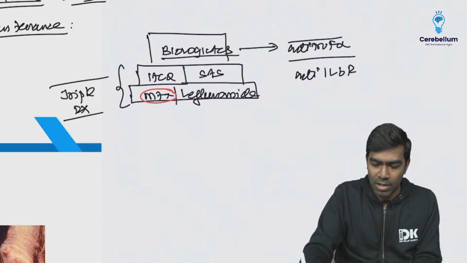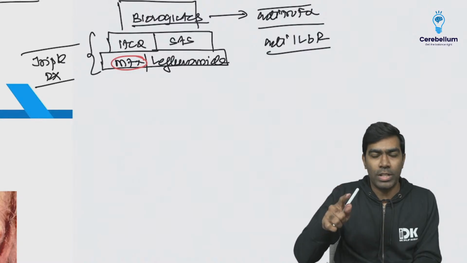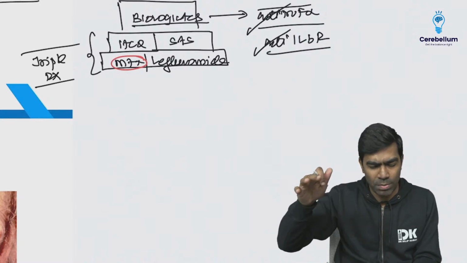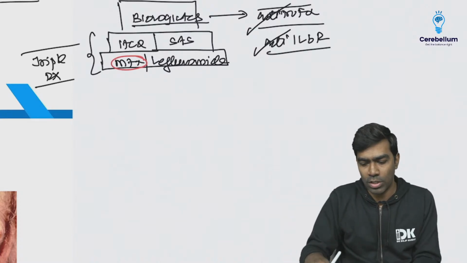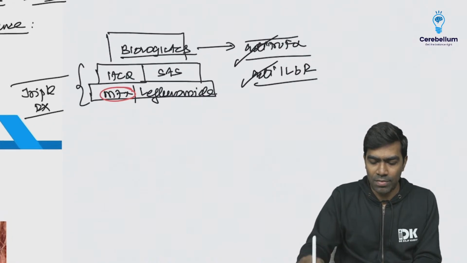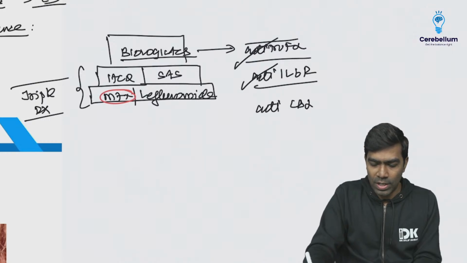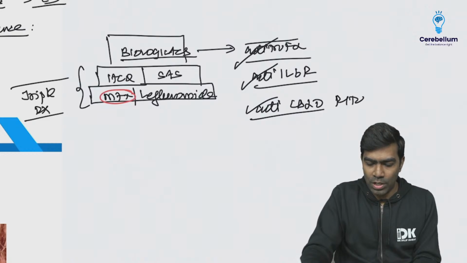Then anti-IL-6 receptor inhibitor. We have 2 drugs here. One is tocilizumab and second is sarilumab. In India, tocilizumab is available, sarilumab is not available. Okay, so we use tocilizumab. And we can also use anti-CD20 therapies. So what is anti-CD20? This is rituximab. Commonly what we use is rituximab, anti-CD20.